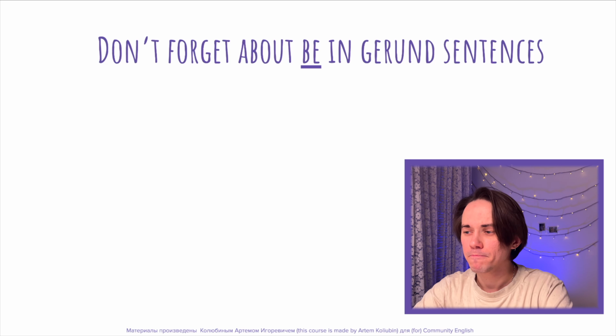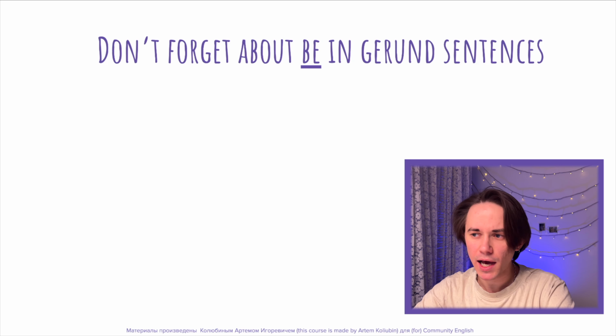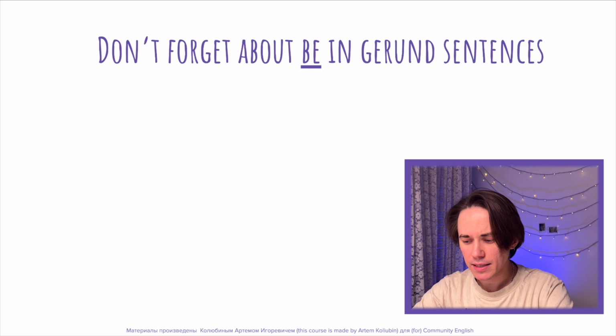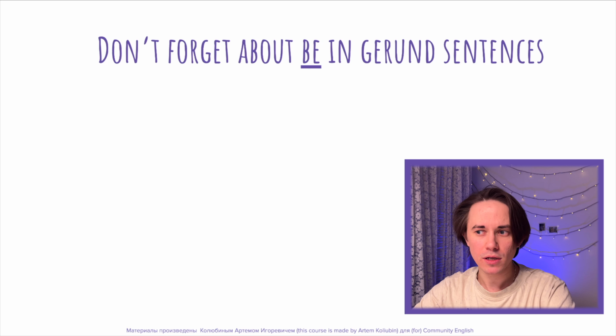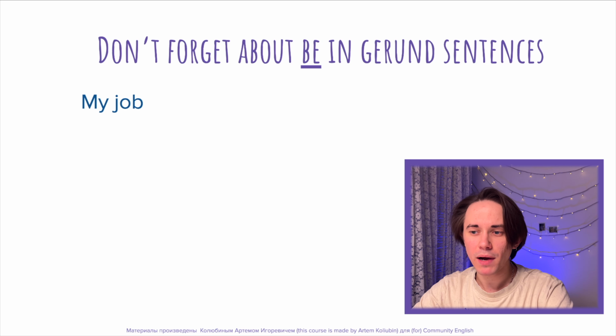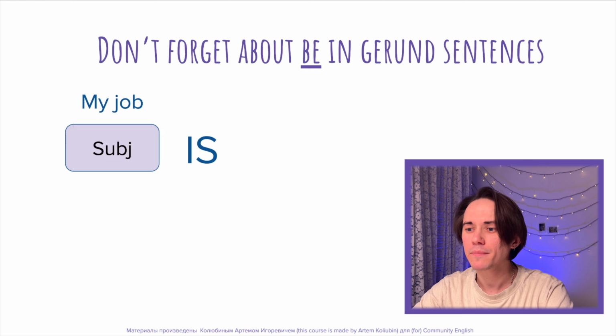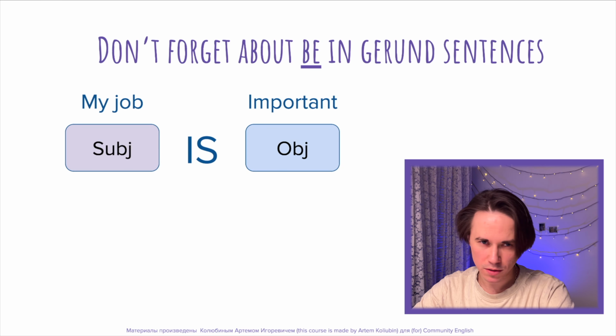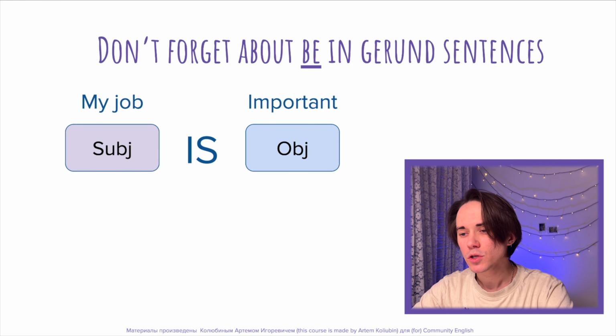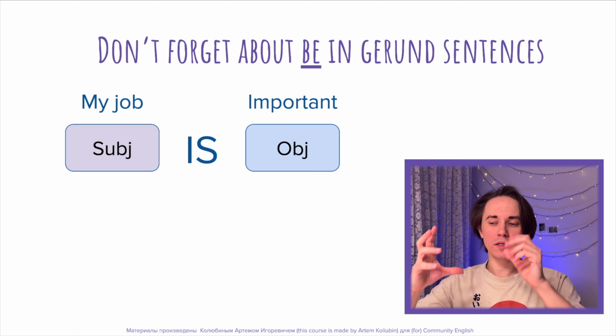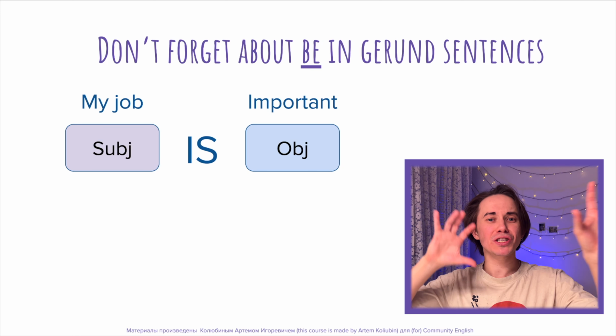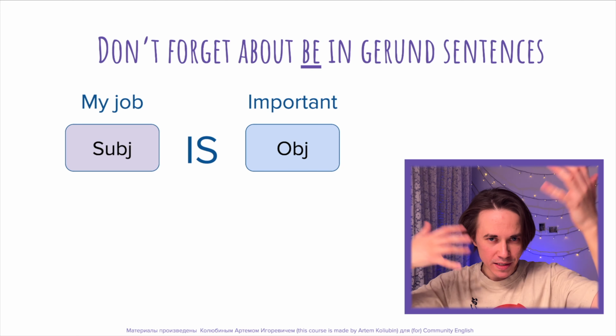One more important thing not to forget as it comes to gerund is that since gerund is a subject, it should have a be verb in certain cases. For example, we'd say my job, subject, is important, object. We call it a copula, or a be connector between the subject and the object when we don't have any activity.